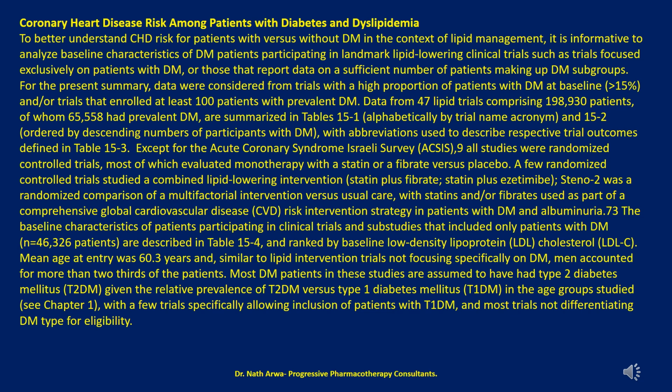Most diabetes mellitus patients in these studies are assumed to have had type 2 diabetes mellitus, T2DM, given the relative prevalence of T2DM versus type 1 diabetes mellitus, T1DM, in the age groups studied, with a few trials specifically allowing inclusion of patients with T1DM, and most trials not differentiating diabetes mellitus type for eligibility.